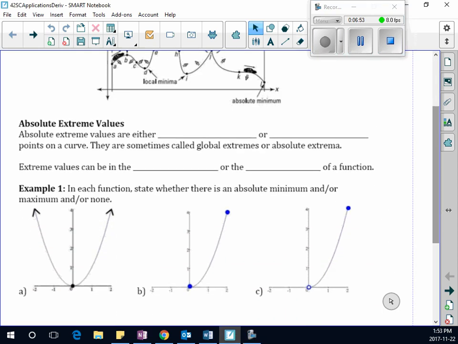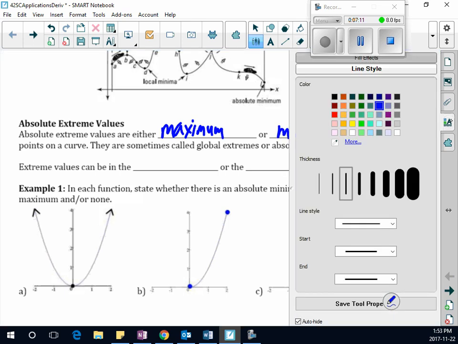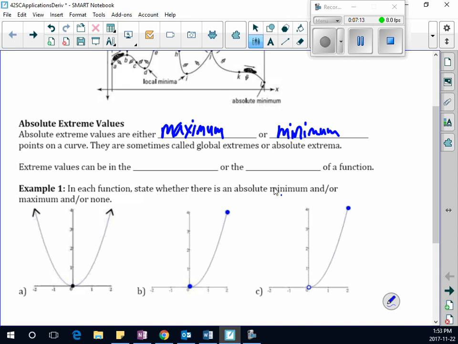Okay, so absolute extreme values here. Absolute extreme values are either maximum or minimum points on the curve. They are also sometimes called global extremes or absolute extrema. Extreme values can be in the inside or the endpoints of a function.